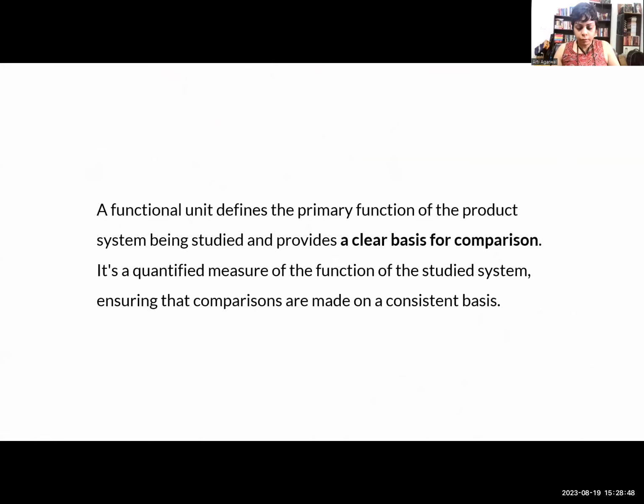So a functional unit basically defines the primary function of the product system being studied and provides a clear basis for comparison. I think this definition is a bit self-evident now. And it's a quantified measure of the function of the study system, which means that we're trying to quantify things here. We're not interested in just a subjective analysis, saying that, oh, this is good, that is bad. No, we're trying to actually quantify things.